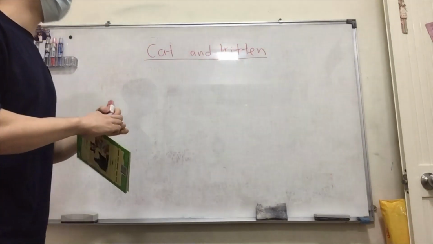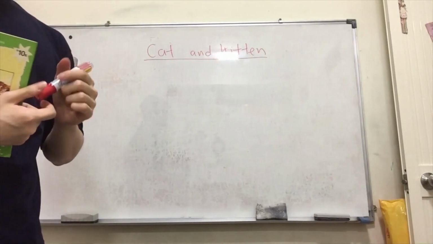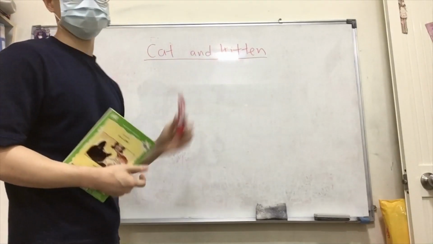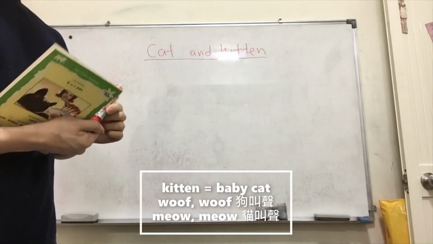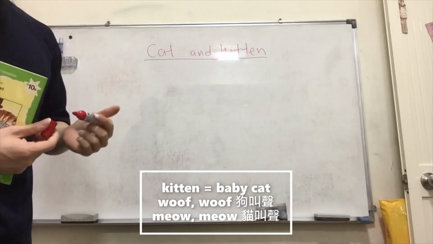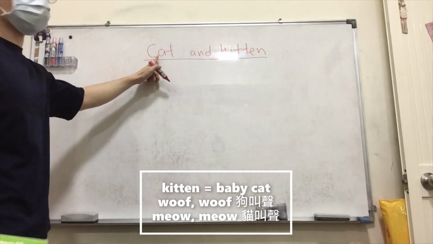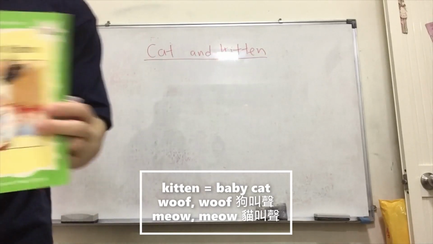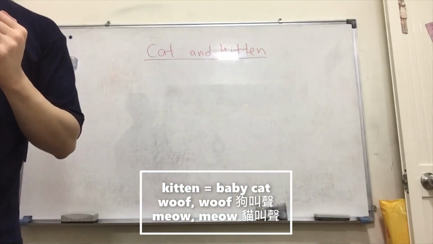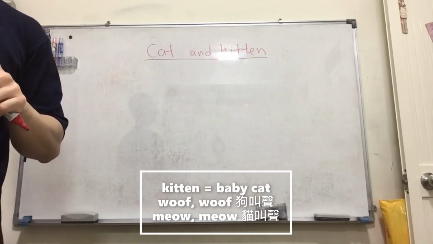Alright, Cat and Kitten. Before we move on, can you tell me what is a kitten? Alright, so a kitten is the baby of the cat, right? Of course everybody knows what a cat is. This is a cat, okay? What sound does a cat make?